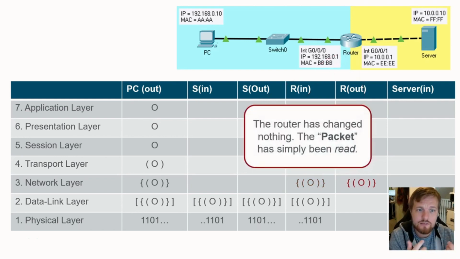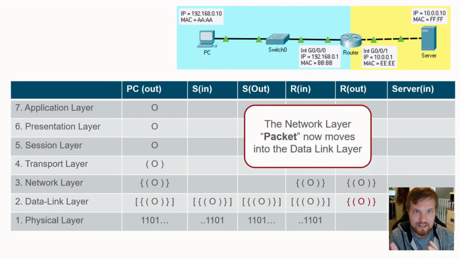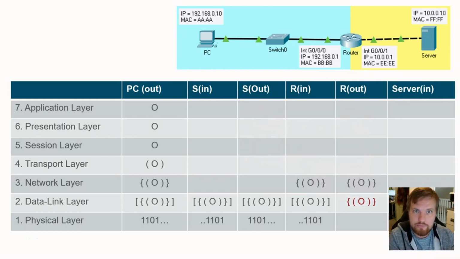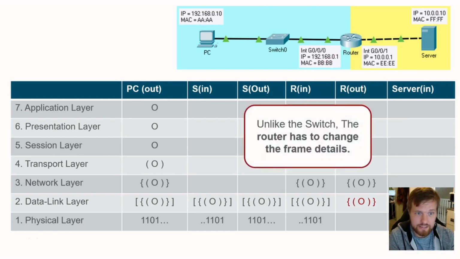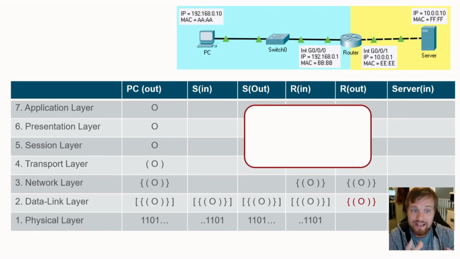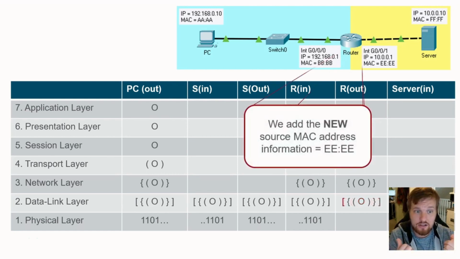Now, something needs to change here because we've discarded the frame information. We don't have that anymore. It made its AA to BB destination. So we need to rewrite the frame. The packet has stayed the same, but the frame needs to be rewritten now. We need to re-encapsulate it. So unlike the switch, the router has changed these details and we need to add new information in. The reason why: AA to BB, that has been completed and that information is now discarded.